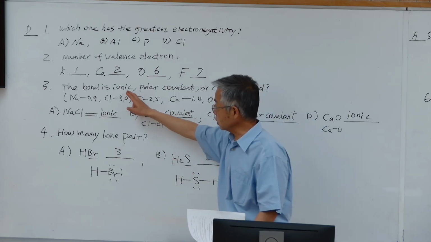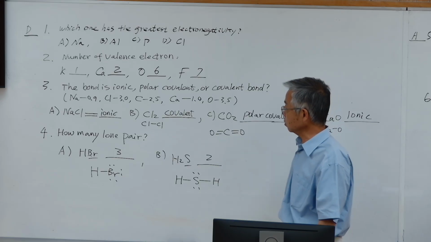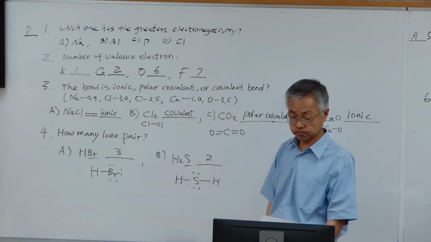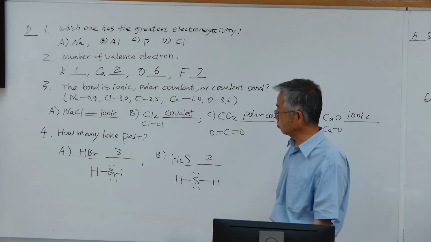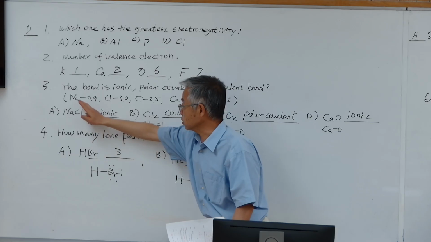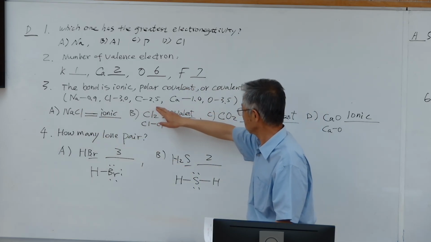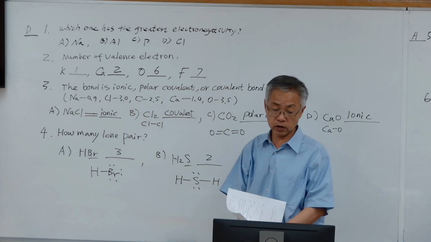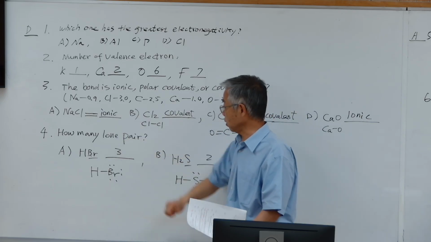Question 3 asks you the bond between these atoms: a polar covalent bond, or covalent bond, or ionic bond. Here you have the electronegativity of these elements. Sodium chloride, the bond between sodium and chlorine. Sodium 0.9, chlorine 3. So the difference is 2.1. Very big difference, greater than 2. So this is an ionic bond.